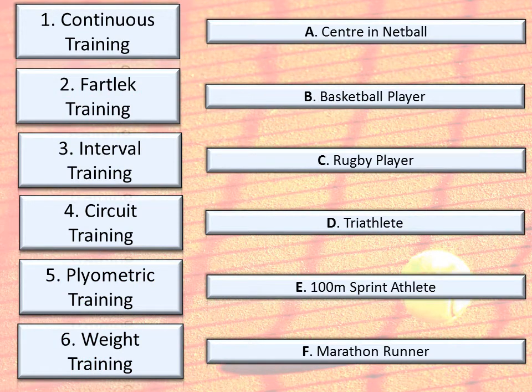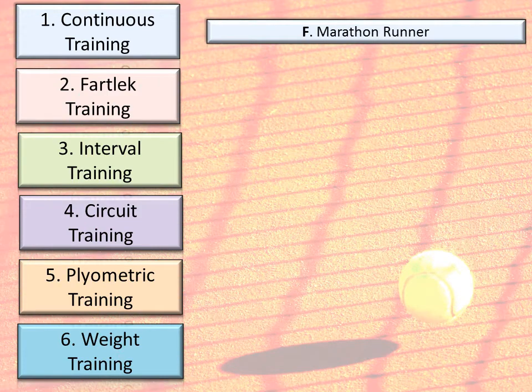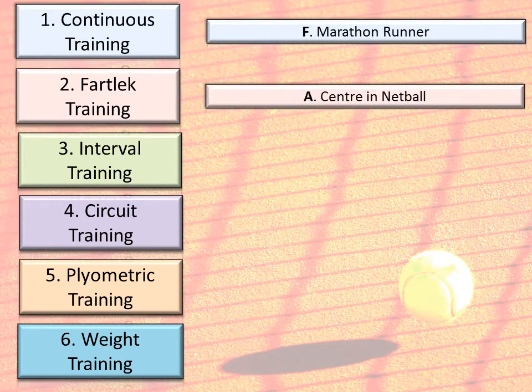Similar type of activity, what I want you to do now is see if you can match the method of training to which athlete it would suit best. Pause the video now. Right, let's see how you did. Continuous training would obviously be suited to a marathon runner where they don't stop during their event and they're working at a moderate pace.